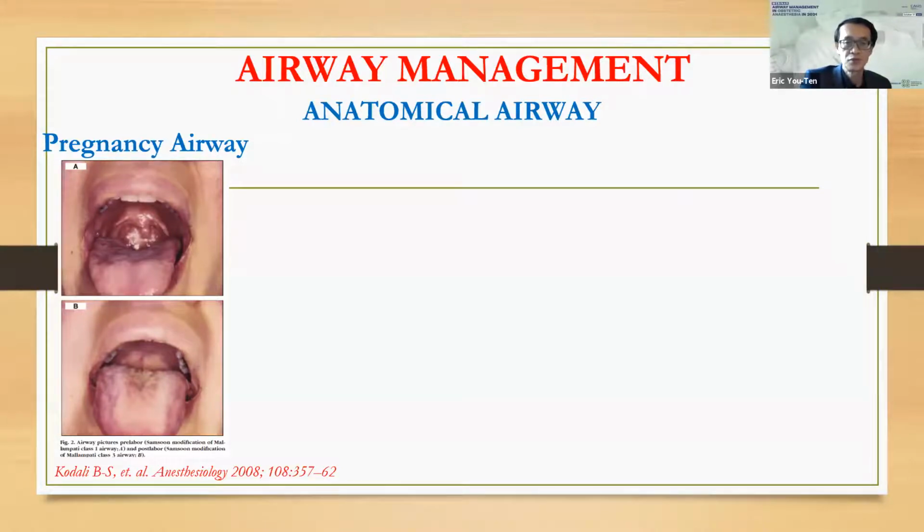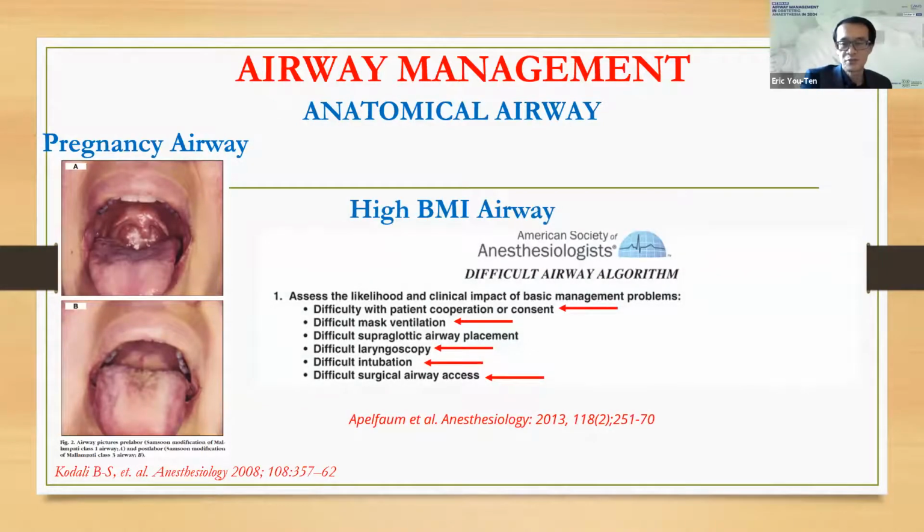In addition to the pregnancy-related changes in the airway, we always have to think about the high BMI. In this case, this patient might not want to have a general anesthetic because of the effect on the baby. You may have difficult patient cooperation. This patient will be, as you know, because of the high BMI, potentially difficult mask ventilation, difficult laryngoscopy, intubation, and with a short neck, a difficult surgical airway. So you have all of these confounding factors from an anatomical point of view. Your airway management needs to be properly planned and executed.